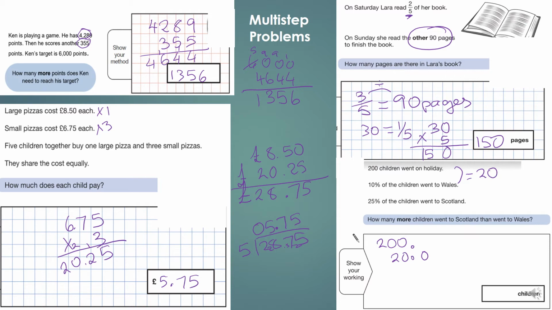And now we need to find out 25% of children went to Scotland. And then how many more children went to Scotland than went to Wales. So to find 25% of anything, you halve it and halve again. Or you divide by 4. So if we halve 200, we get 100. If we halve 100, we get 50. So 50 children went to Scotland. So we need to find out how many more children went to Scotland than Wales. So 50 subtract 20 equals 30.